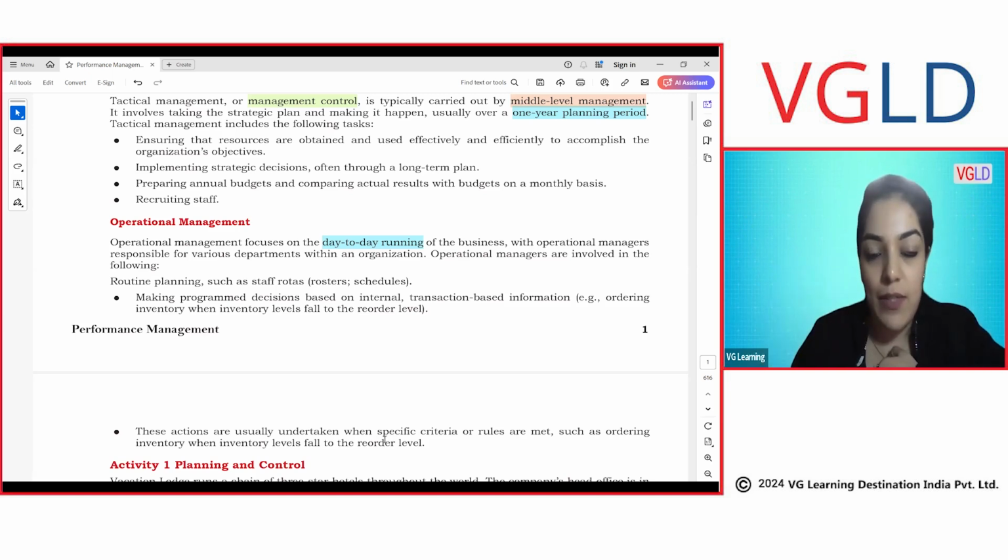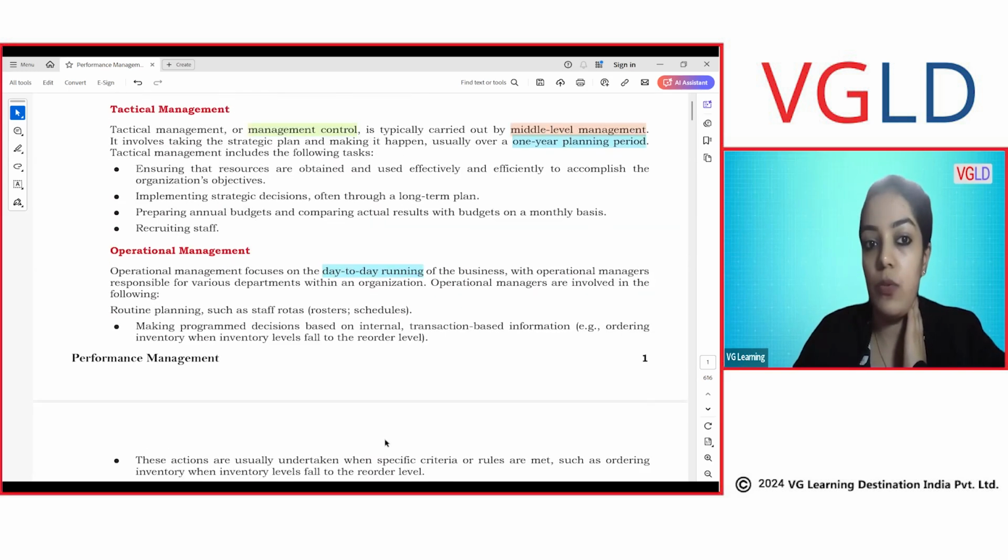So it's very systematic. Everything is like a guidebook: what you have to do in this situation, what you don't have to do. All of that is specified by the guidebook. And that is what the lower level management, or the operational management, has to do.